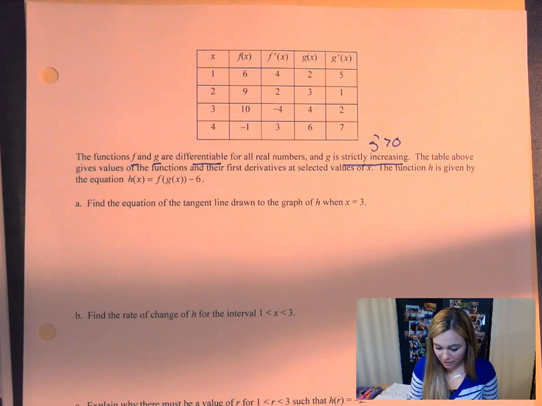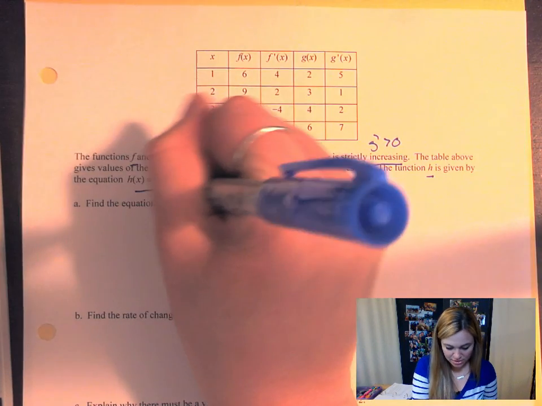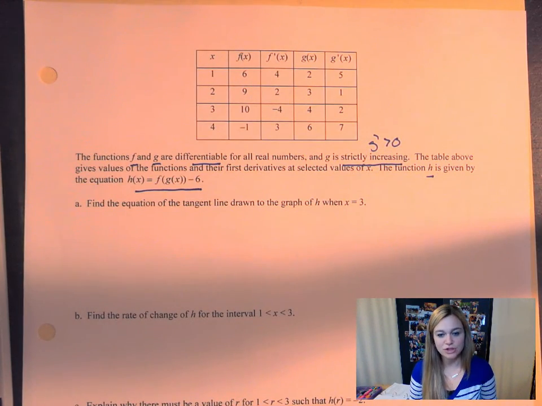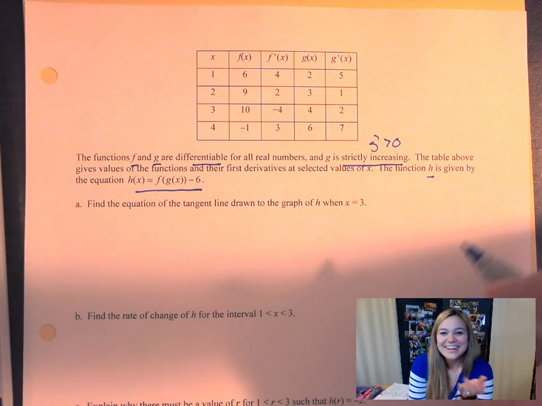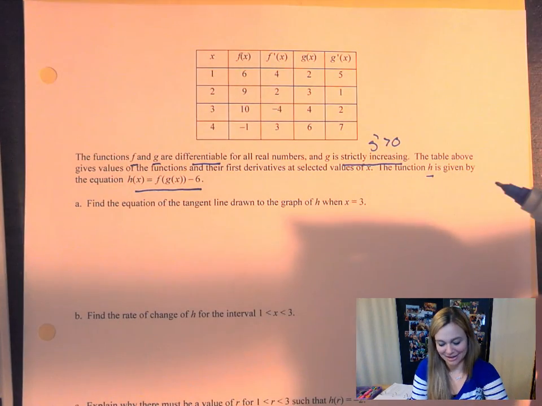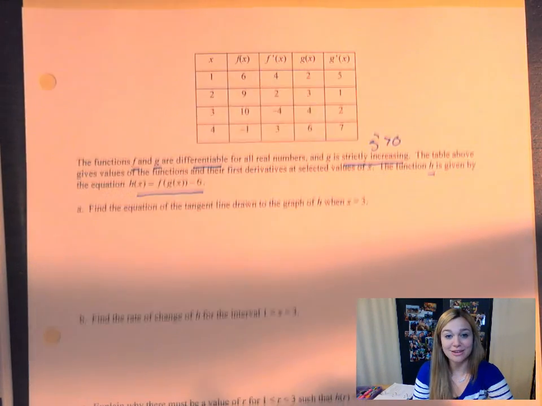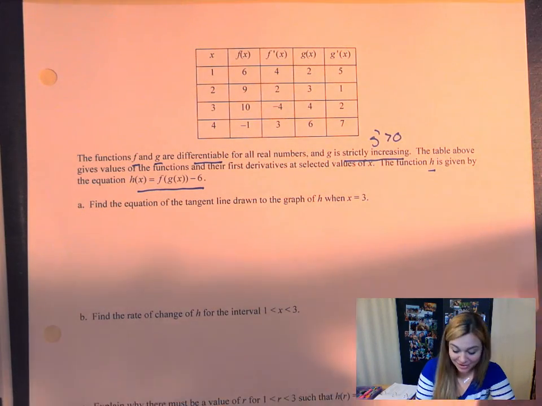And then it says the table above gives the values of the functions and their first derivatives. Select the value of x. Great. The function h is defined by this bad boy, f of g of x minus 6. Find the equation of a tangent line. I didn't know we were going to get to do this. Actually, yes, I did, because this is my stuff. But find the equation of the tangent line. You should do that. You need what? Slope and a point. Okay, so go ahead, do it.